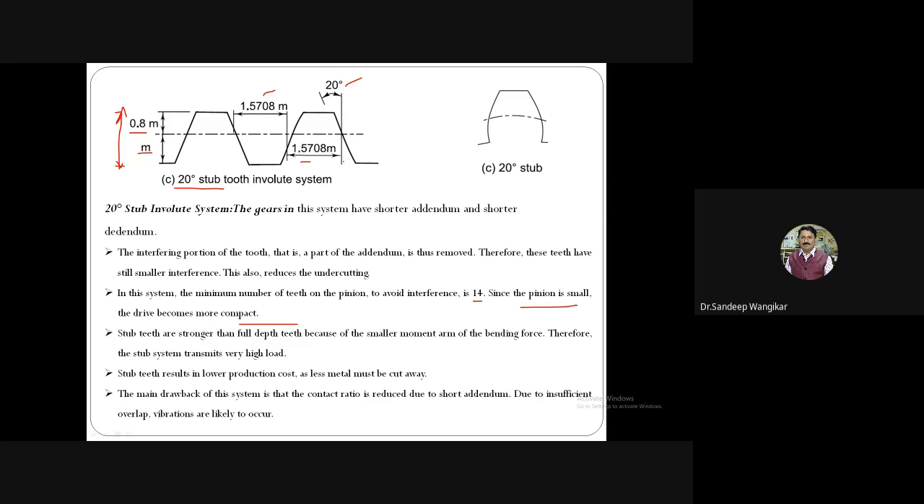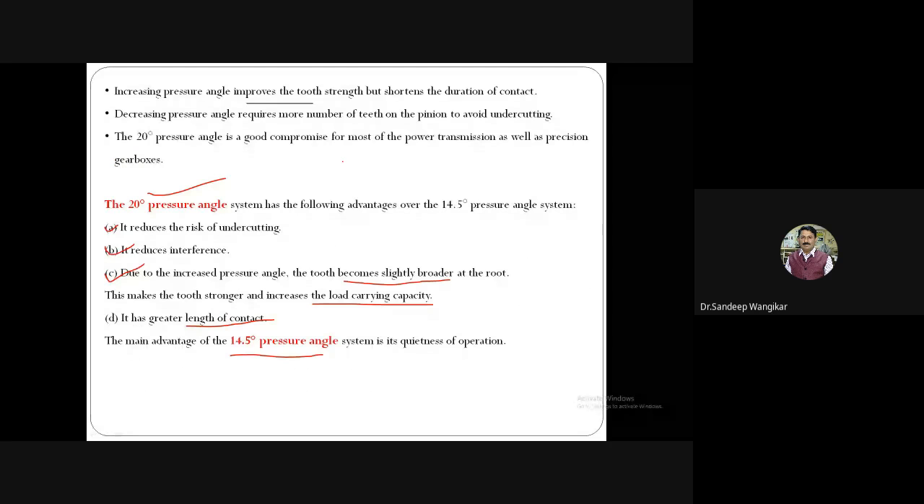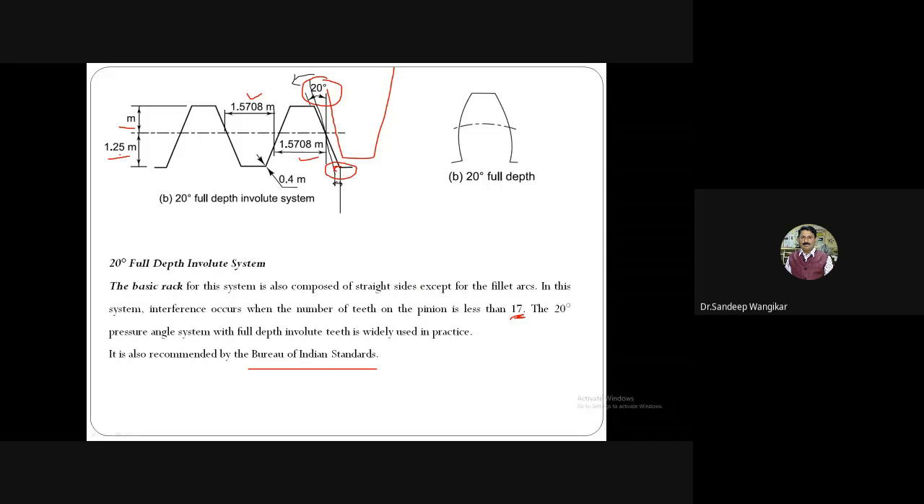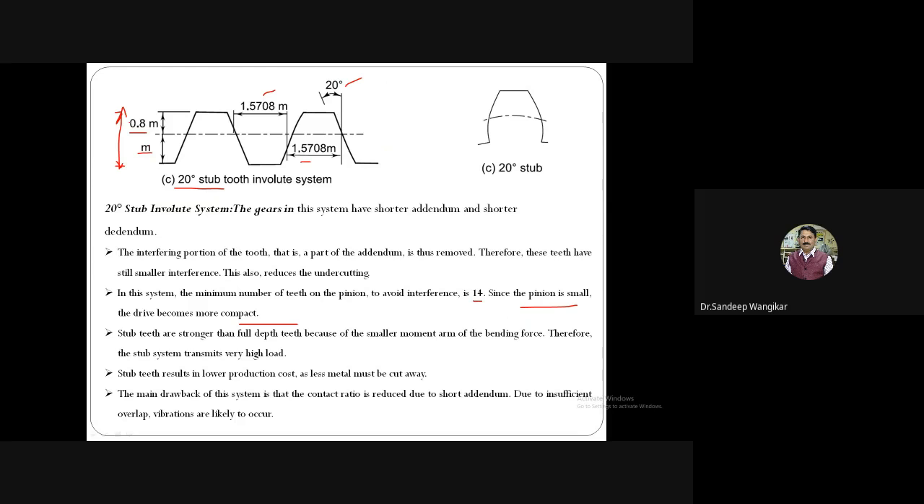Now see, in both the cases the angle is 20 degree. But if you take 1.25 plus 1 m, it is 2.25 times module. And it is m plus 0.8, it is 1.8 times the module. As the length is lesser, there is a smaller moment arm of bending forces. So this is stronger at the base. Smaller moment arm will be there and therefore it can transmit higher loads. It results in lower production cost. Again, due to this factor, it is less costly.